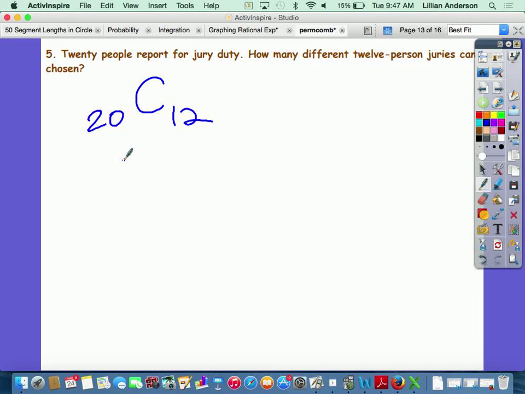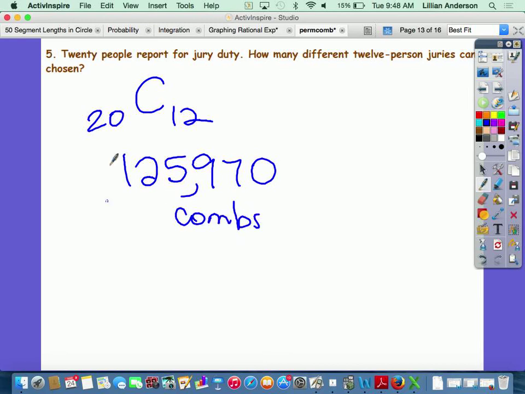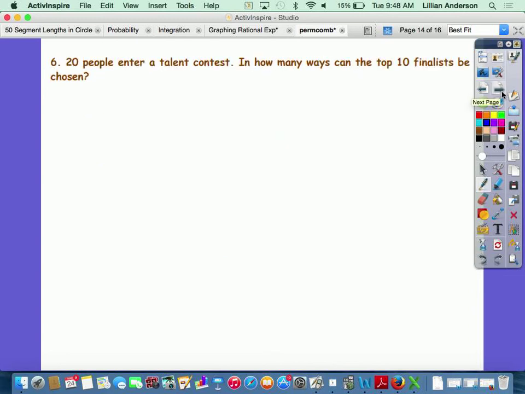How many? 125,970. Okay? Simple enough. This one, 20 people enter a talent contest. How many ways can the top 10 finalists be chosen?